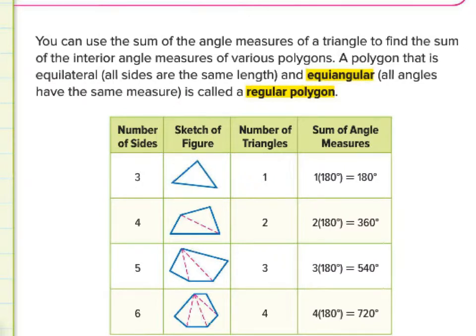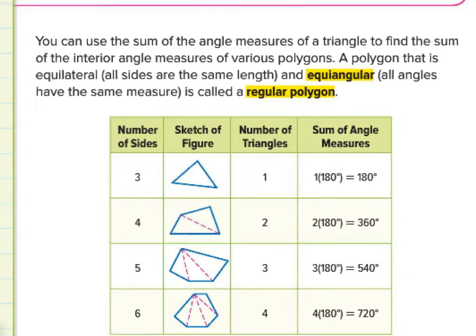Okay, number of sides 3. Here's our triangle. And then number of triangles. This is just one triangle in here, which equals 180. Over here we have an irregular polygon, where if we were to slice it down the middle, we have two triangles, and each triangle is 180. So when we measure all the possible angles inside, we have 360.